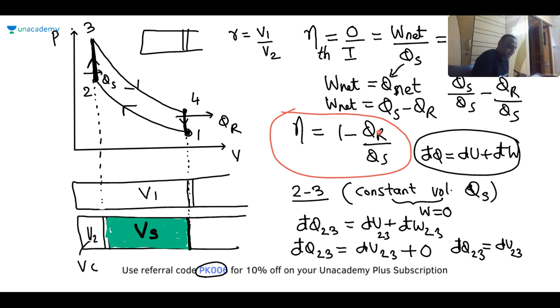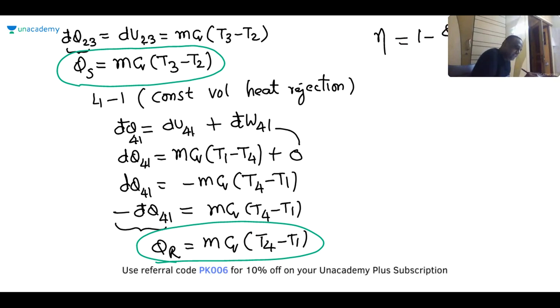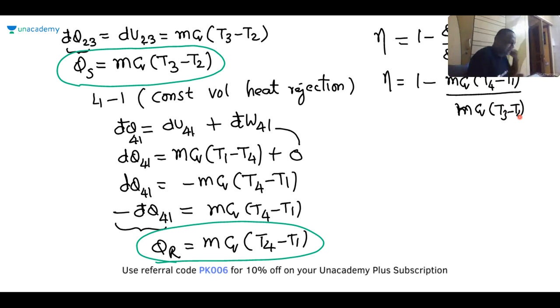1 minus rejection by supply. So efficiency is equal to 1 minus rejection by supply. What is rejection, my dear students? It is m Cv (T4 minus T1). Excellent. By supply. What is supply? m Cv (T3 minus T2). Excellent. Now, let's go for efficiency. m Cv is gone. Therefore, efficiency is 1 minus (T4 minus T1) by (T3 minus T2).